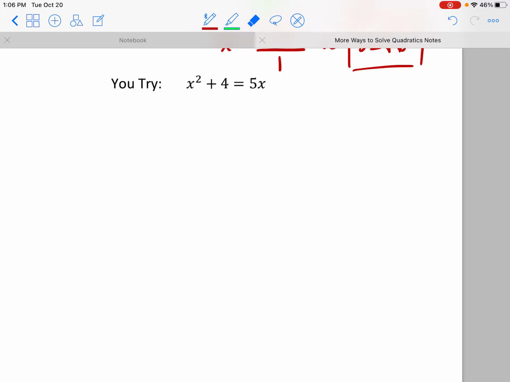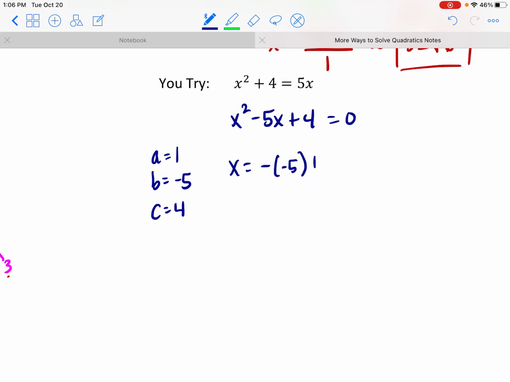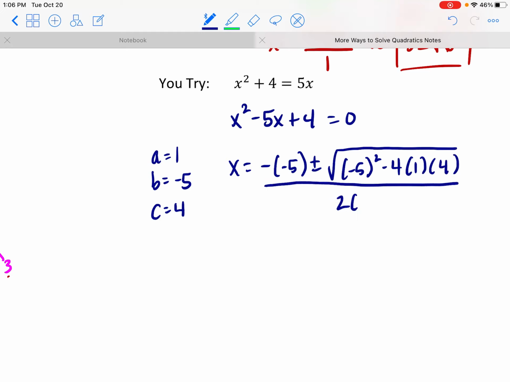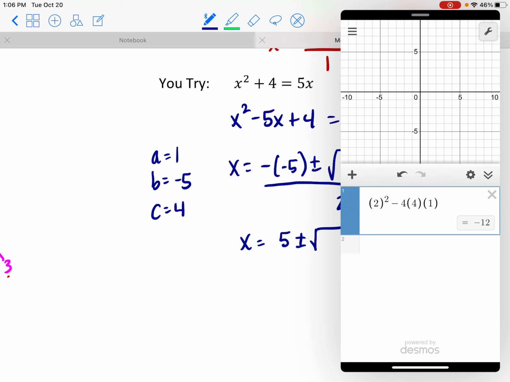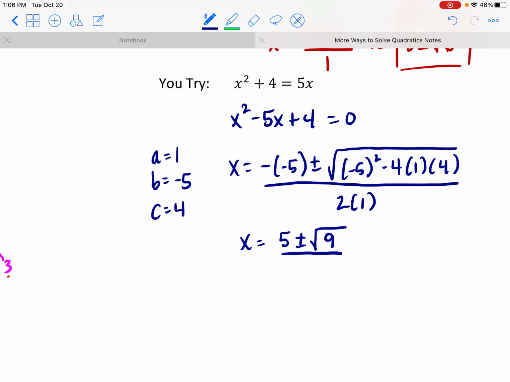All right, one for you to try if you're feeling good about this. Let's see. x squared, subtract the 5x over, get it all in standard form, so that we can see a is 1, b is a negative 5, and c is a positive 4. So x is going to equal negative b plus or minus square root of b squared minus 4 times a times c. That all gets divided by 2 times a. So that's going to be a positive 5 plus or minus the square root of, this is going to be a negative 5 squared minus 4 times 1 and 4, which I guess I could have left it alone, so you get 9 there. That's nice. And then a 2 on the bottom.